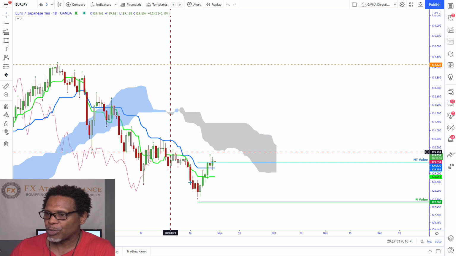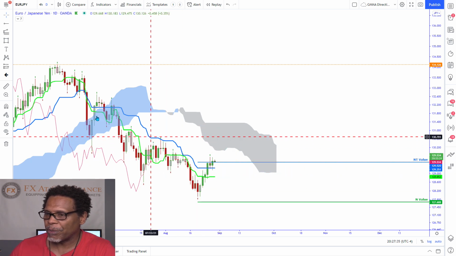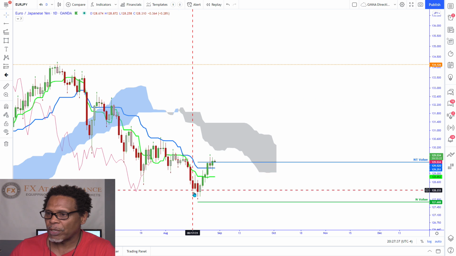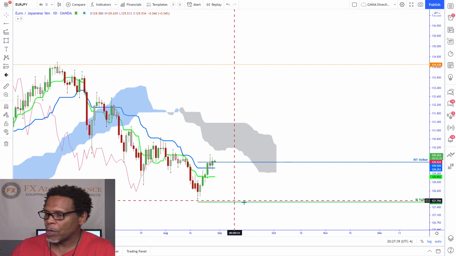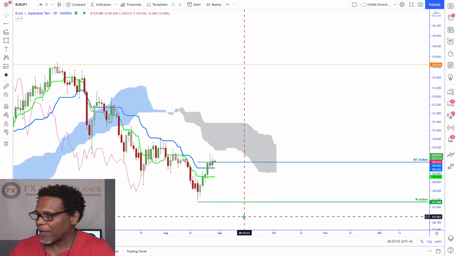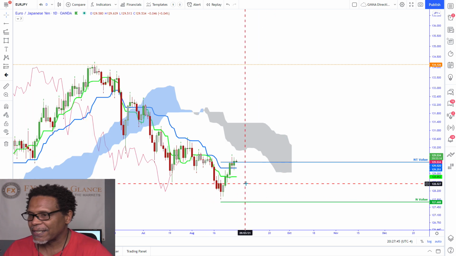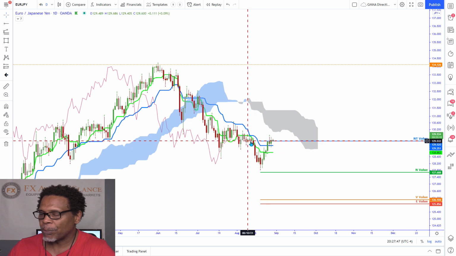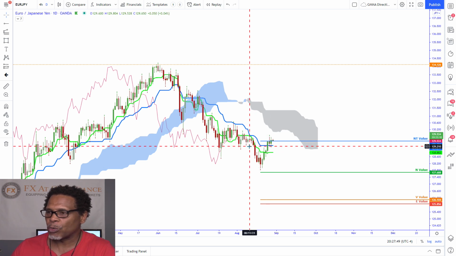Again, I marked the measured moves right here. So this would be my N wave. Again, my N wave goes 1, 2, 3, shooting for 4. My N value is here, almost lines up with my 2 level. So my N value is at about 127.688.